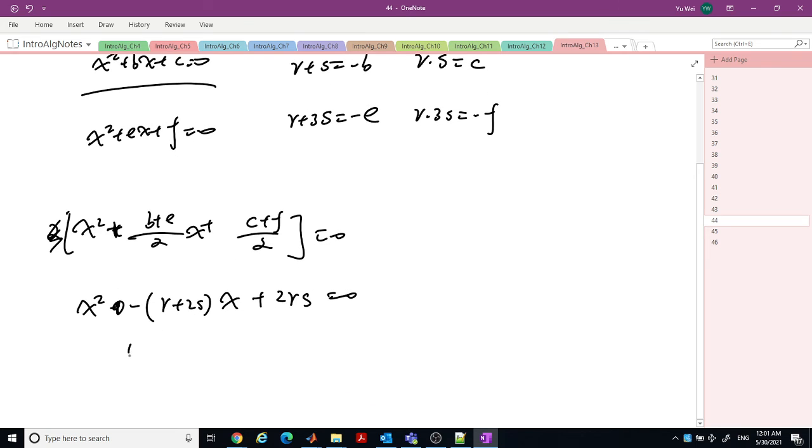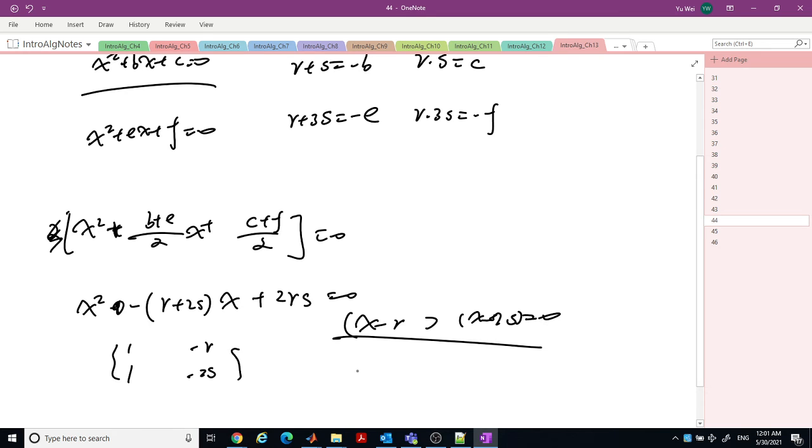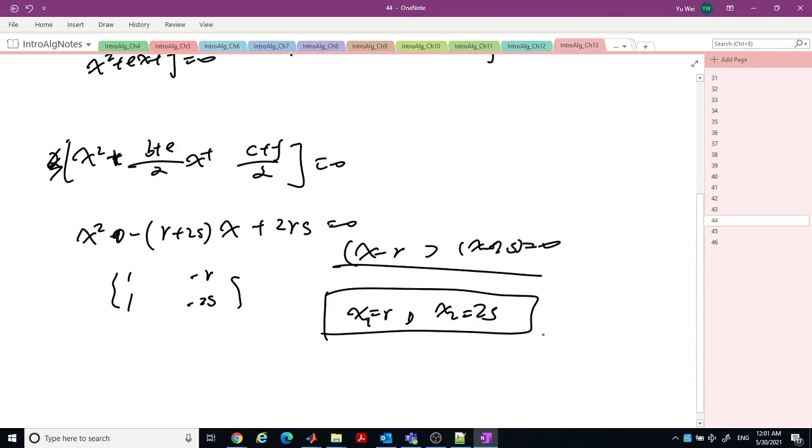So you can see it factors as x minus r, then x minus 2s equals 0, which works, right? It means the solutions are one is r, and the second one is 2s. Okay, so this is the answer.